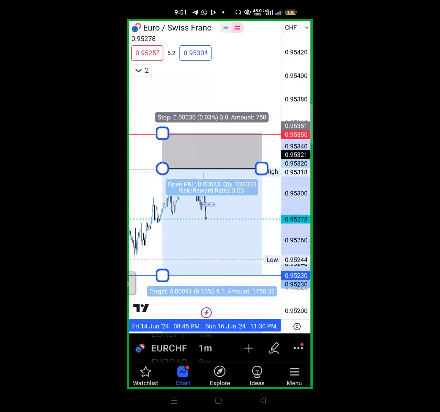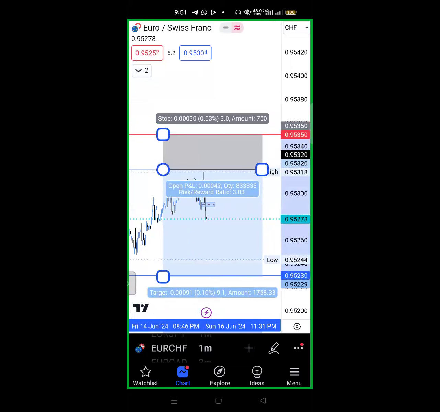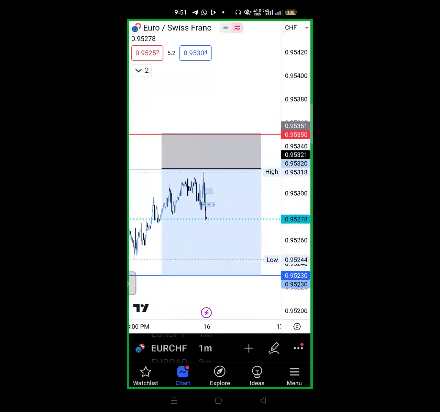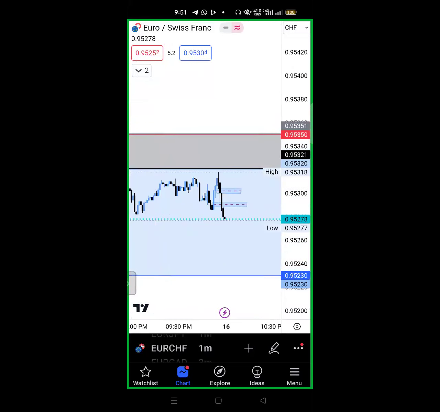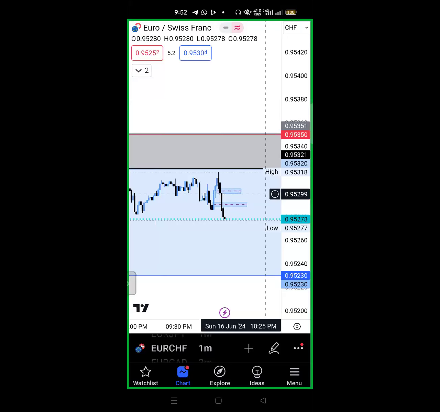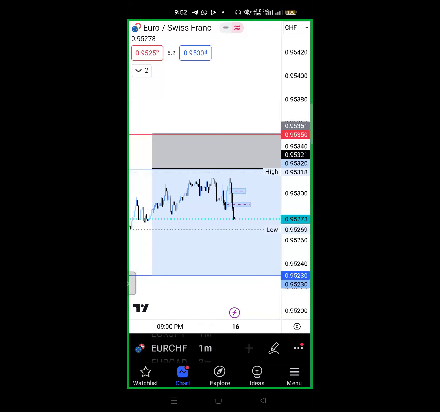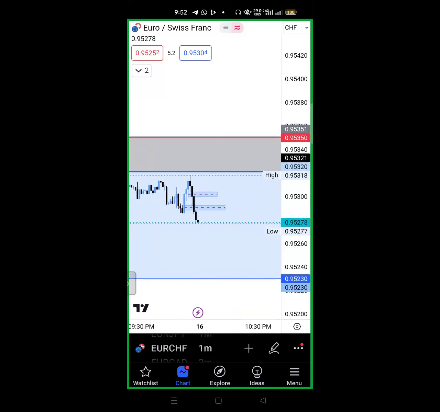I know I've done something wrong here. I shifted this thing. So it means the market is just about to keep moving down. So what you do is you take an entry around there or here. Now, how do you know where to take an entry?